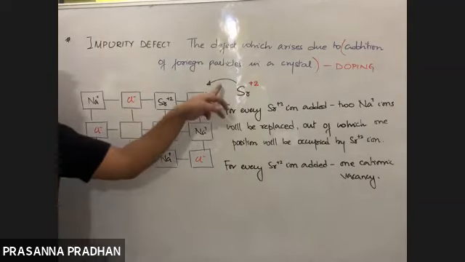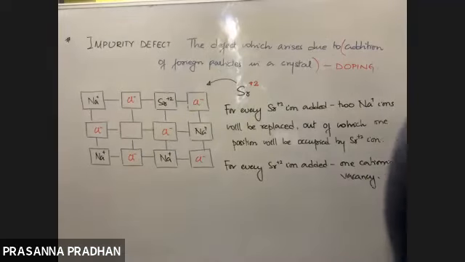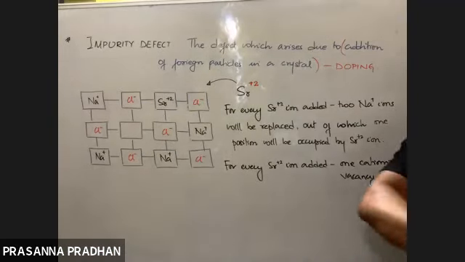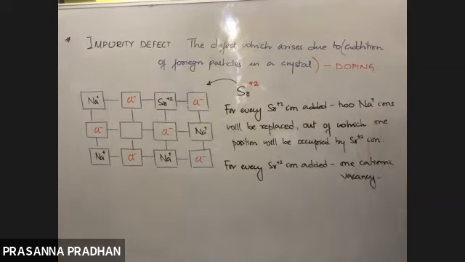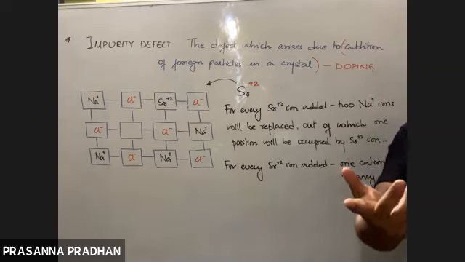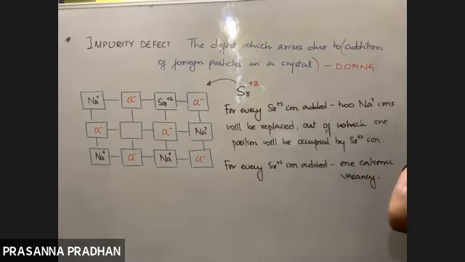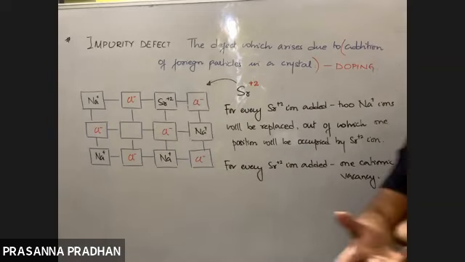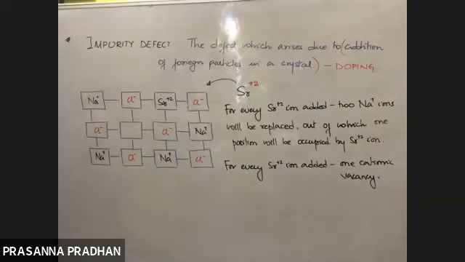Now, if I add 100 strontium ions, how many cationic vacancies will be created? एक strontium ion add करने से एक cationic vacancy. So, if I add 100 strontium, how many cationic vacancies? 100. If I add 1 mole of strontium, how many cationic vacancies will be created? 1 mole. 1 mole add करने से 1 mole. ठीक है? Fine. Okay, good.